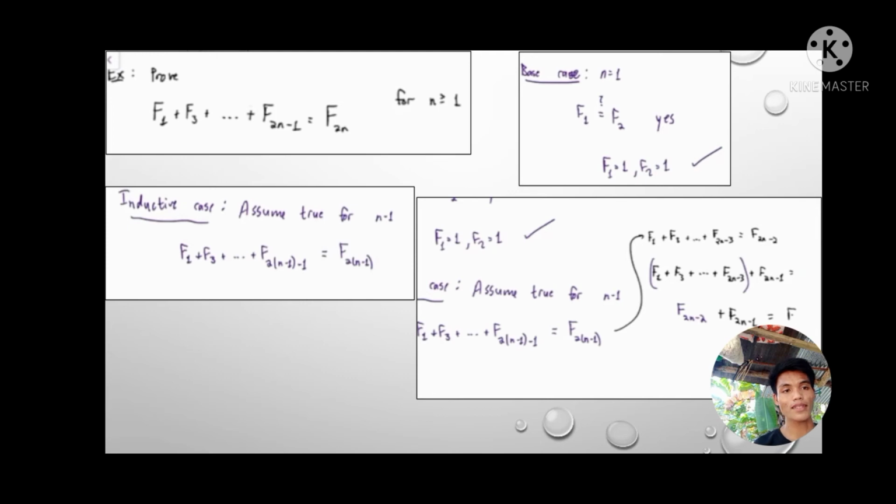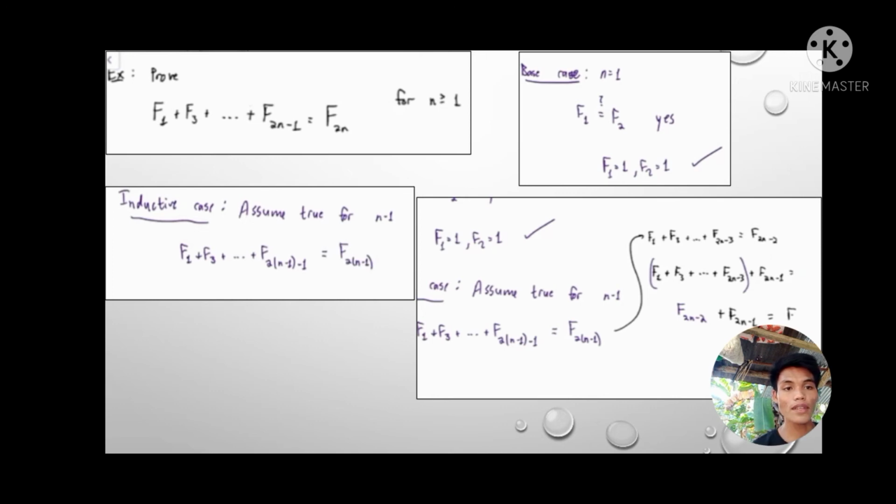In the base case, n is equal to 1. So the main question is whether f sub 1 is equal to f sub 2. And yes, because f sub 1 is equal to 1 and f sub 2 is equal to 1 also. So for prior information, f sub 1 is equal to 1 and f sub 2 is equal to 1.